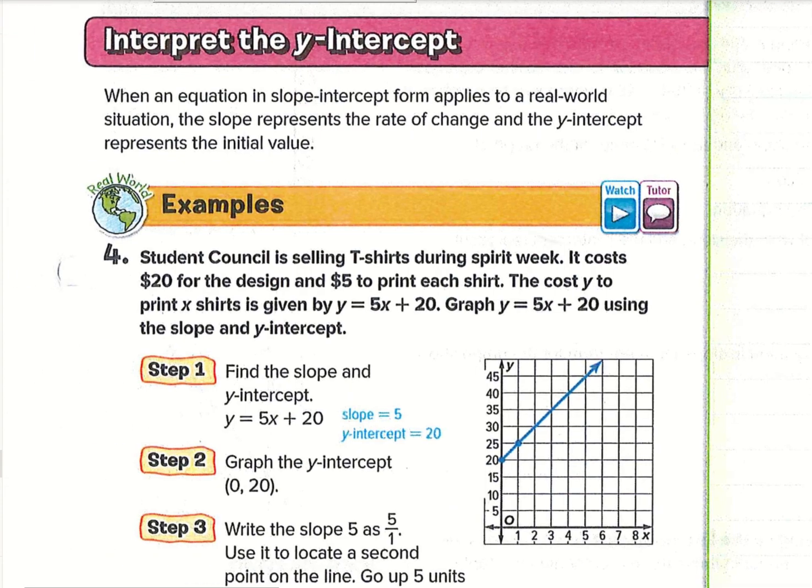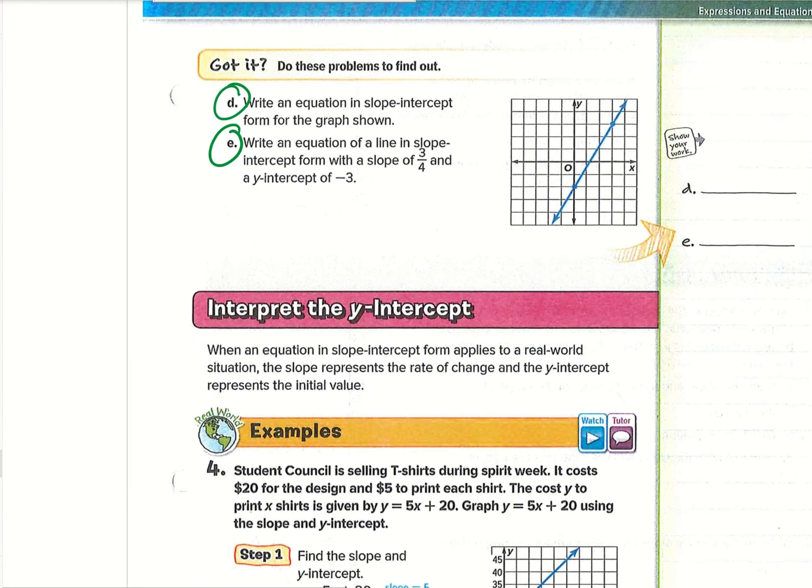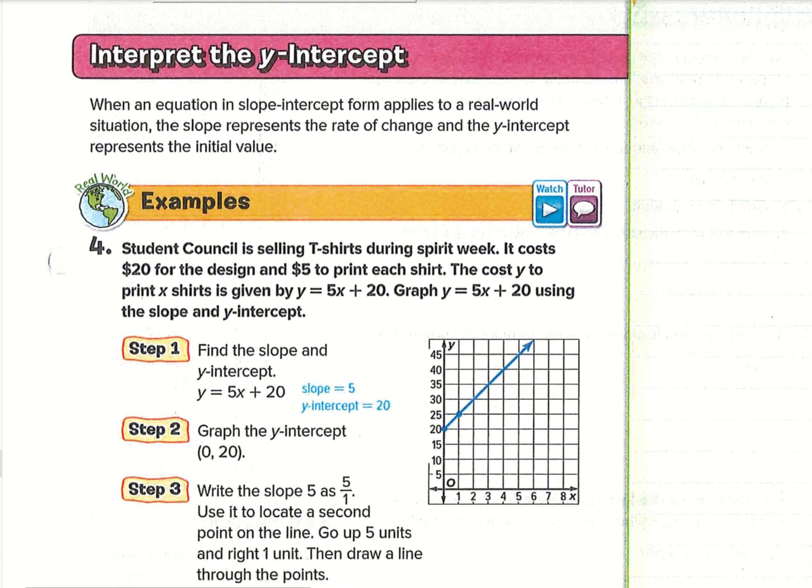All right, here we are, just right below that D and E example. I just want to look at what they have written here for interpret the y-intercept real quick. It says when an equation is in slope-intercept form and it applies to a real-world situation, the slope represents the rate of change, and the y-intercept represents the initial value. Again, we talked a little bit in 3.3 about how slope and rate of change are actually the same thing.